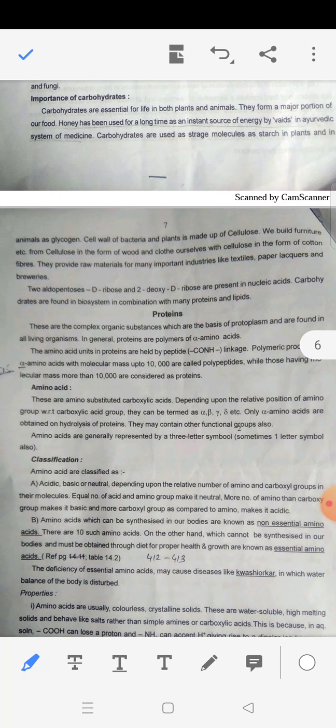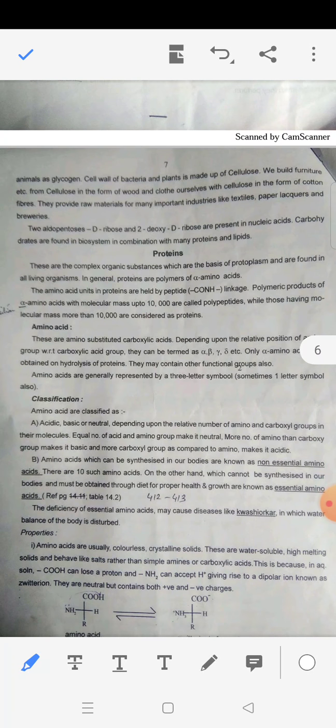Just the last line of the importance of carbohydrates I'm telling you. D-aldopentoses, that means those carbohydrates having 5 carbons and having an aldehyde group, D-ribose and 2-deoxyribose, are present in nucleic acids. Carbohydrates are found in biosystems in combination with many proteins and also with some lipids. So with this we come to the end of the first category of biomolecules, that is carbohydrates.